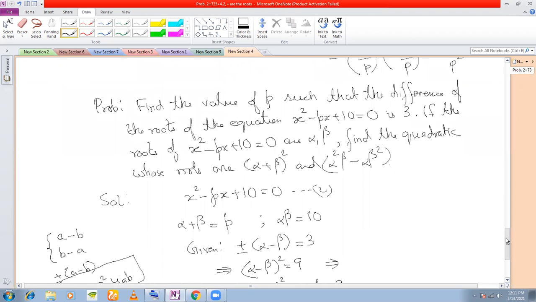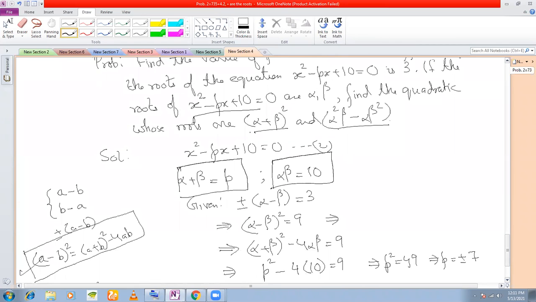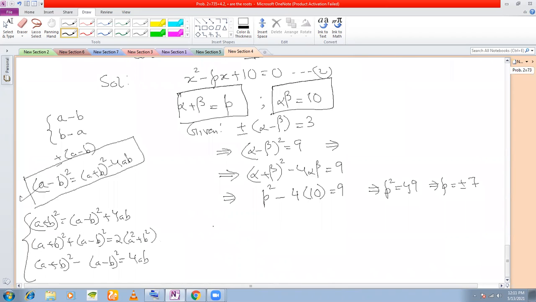We'll do the second part. Find a quadratic equation whose roots are these two. Now see, it is given to you that alpha and beta are the roots of this equation, right? We have already found alpha plus beta and we have found alpha beta, right? Now, you have to find the equation whose roots are alpha plus beta whole square and alpha square beta minus alpha beta square.